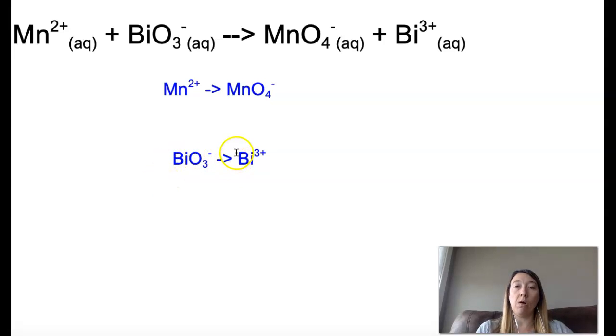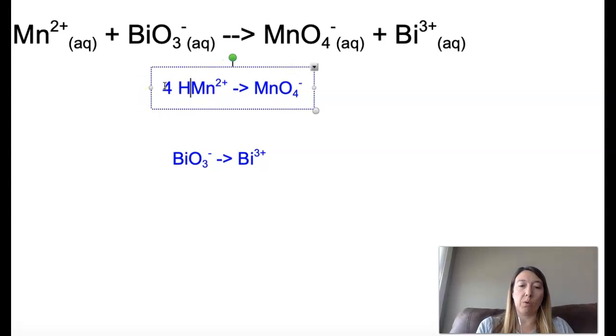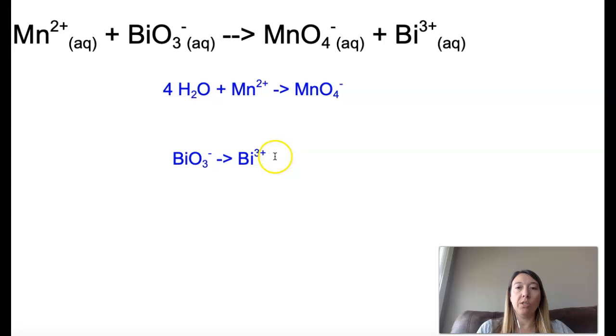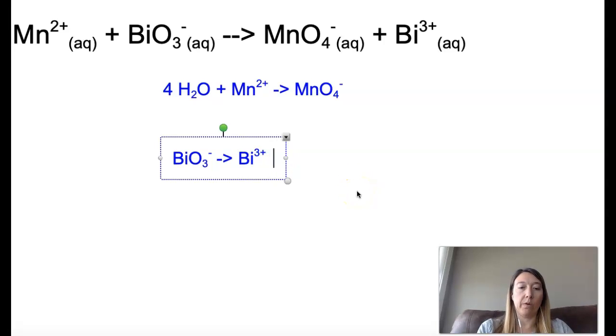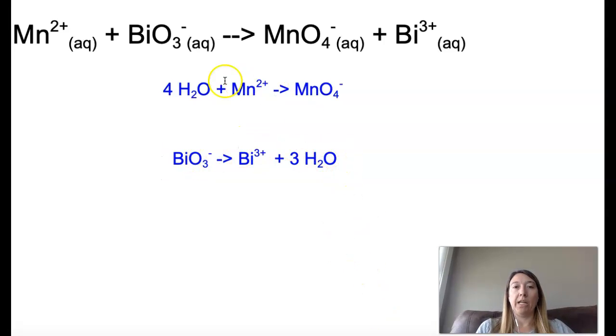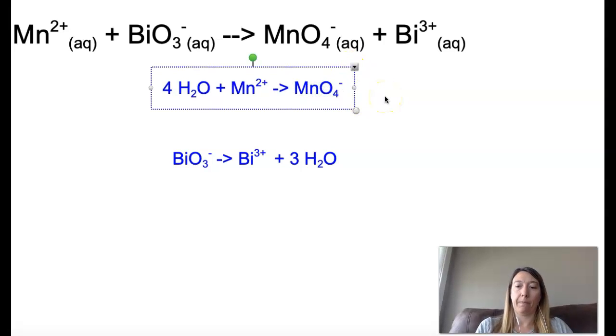So we move to balancing oxygens by adding water. We have 4 O's, so we're going to add 4 waters. Here we have 3 oxygens on this side, none on this side, so we are going to add 3 waters. Okay, so now our O's are balanced. We need to take care of H's. So I have 8 H's over here. I have no H's over here. So we are going to add 8 hydrogen ions.